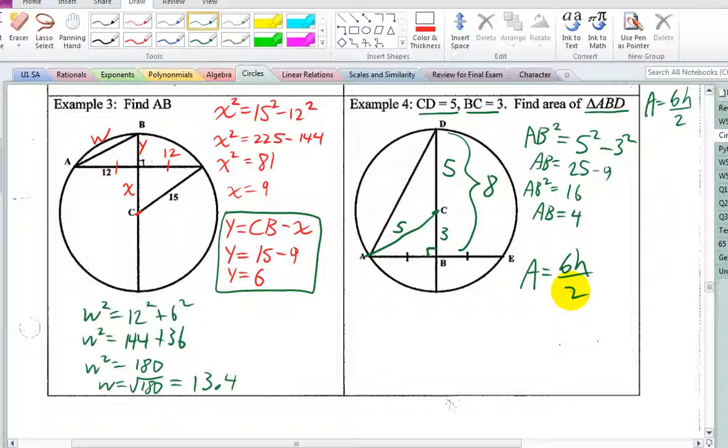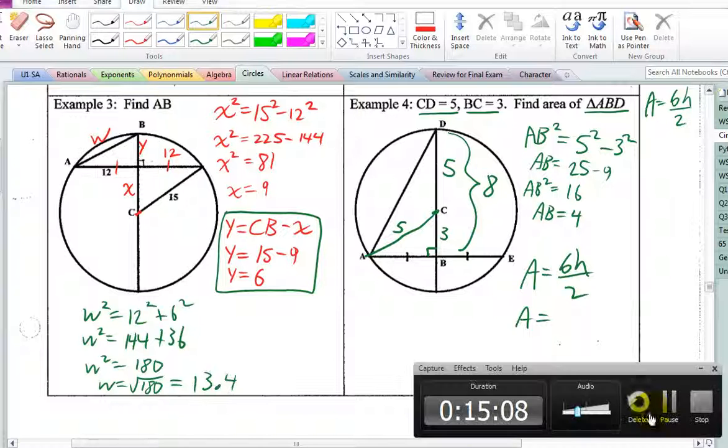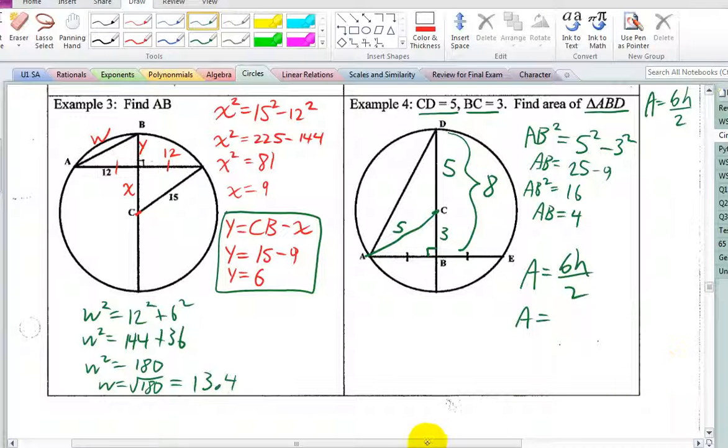Okay, once you find AB, then you can find the area. Oh, inside or out? So that's going to be 8 times 4, or 4 times 8, divided by 2. So the area is 32 units squared. Make sure you have units squared. Oh, 16, thank you.